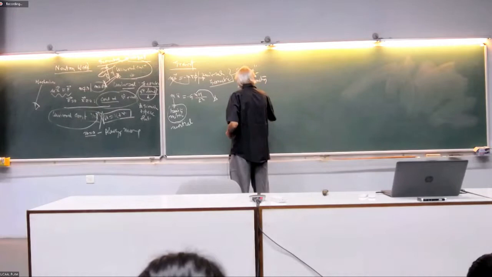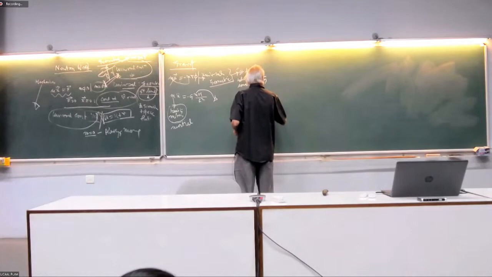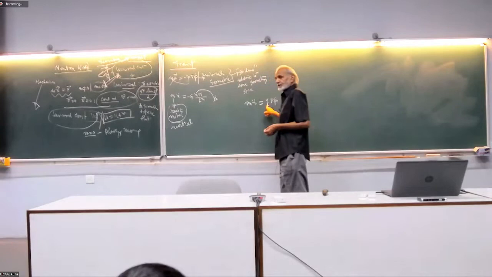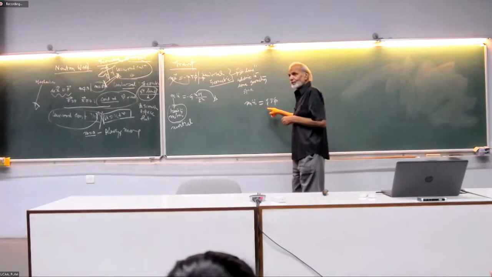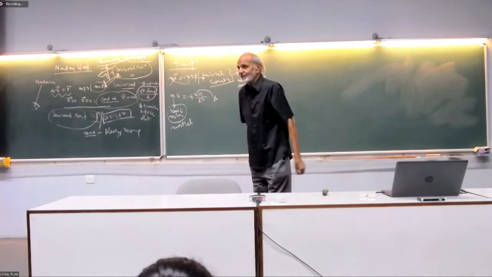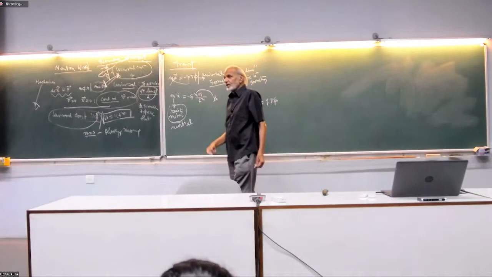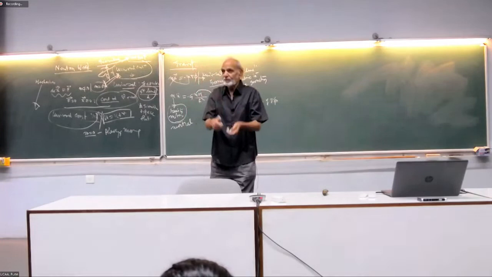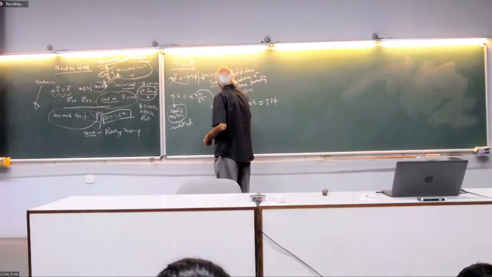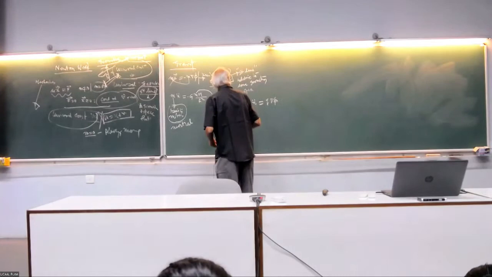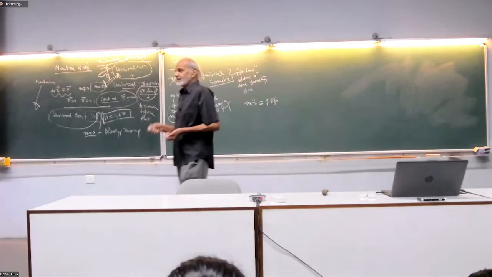electrostatic case, what do you have? M x double dot equals Q times grad phi, right? Q, the charge of the particle, and the mass. So what is the Q? Q here is the charge which responds to the electric force, right? So here the M is a measure of the property of the particle that it responds to gravity. In the same way, electric charge is a measure of the response of the particle to electric force.